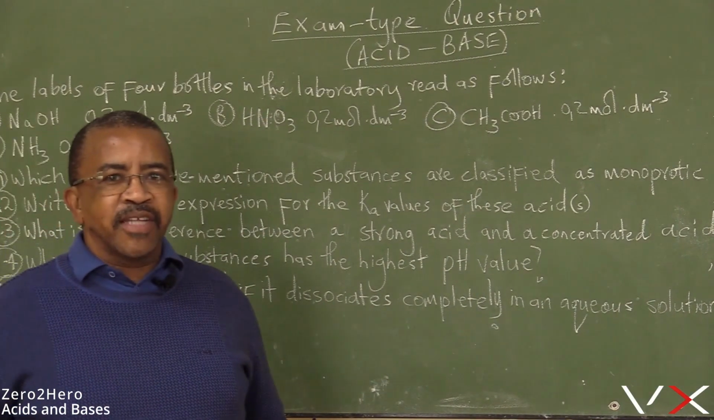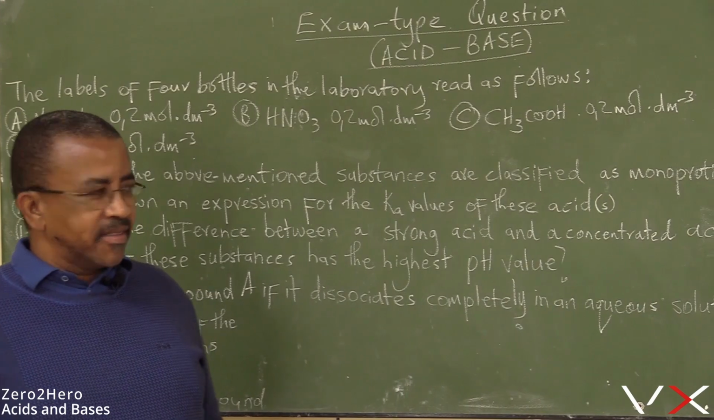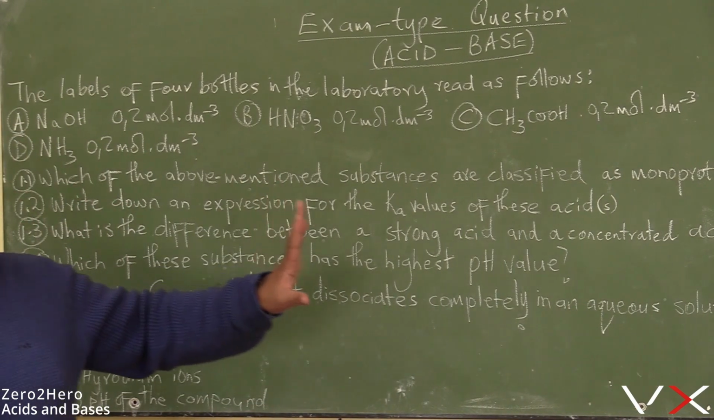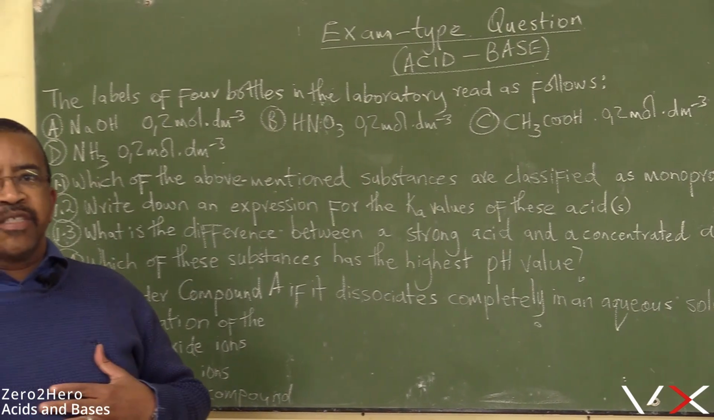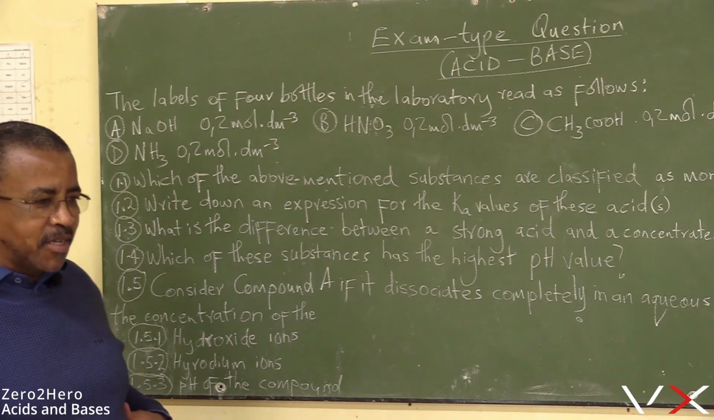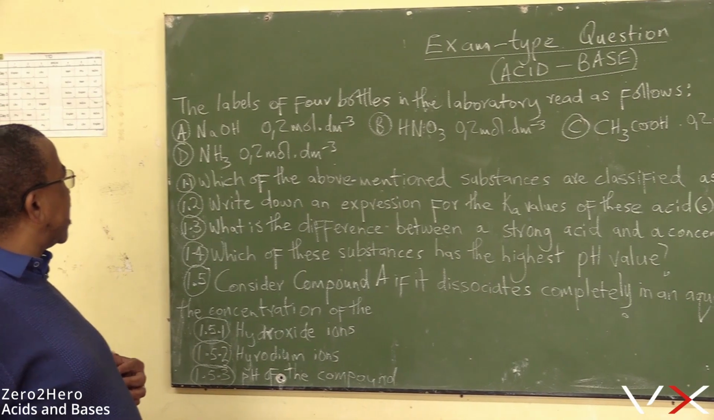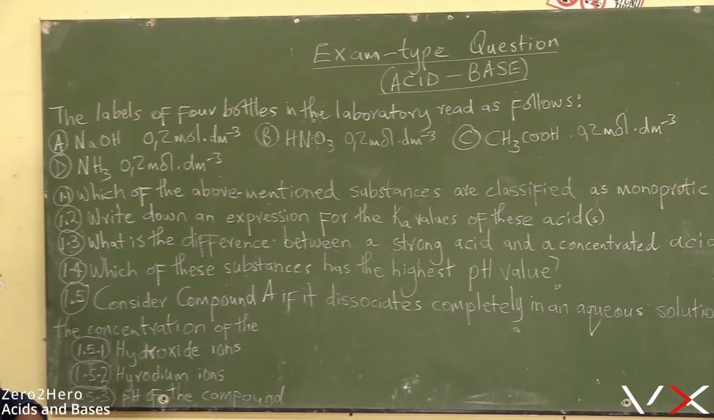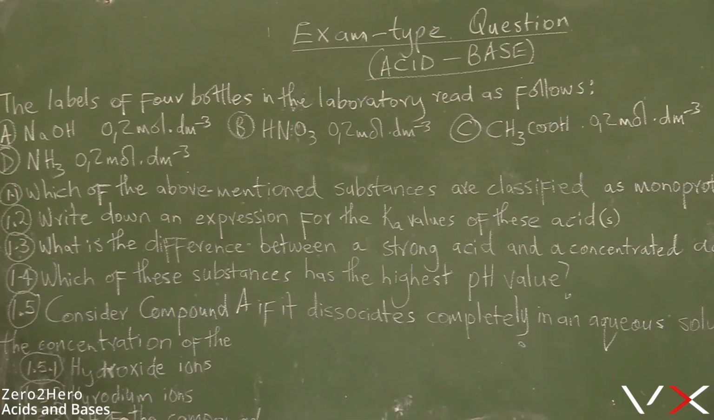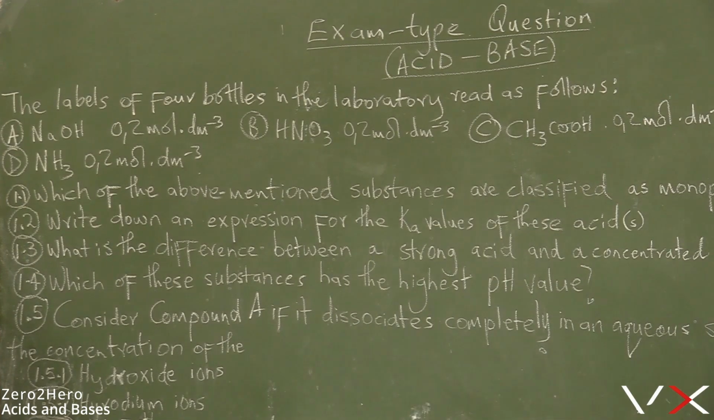Today we'll look at examination type questions on acids and bases. The question I have written here, some of the things I will try to explain at length, but some you can refer to the earlier lessons we did before. Now here they say the labels on four bottles in the laboratory. A bottle is a bottle. The labels of 4 bottles in the laboratory read as follows.